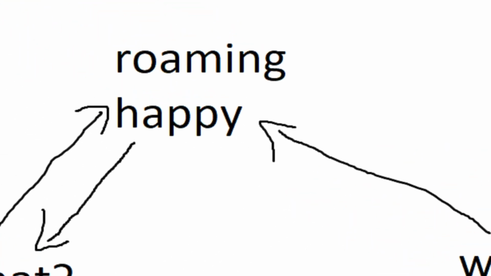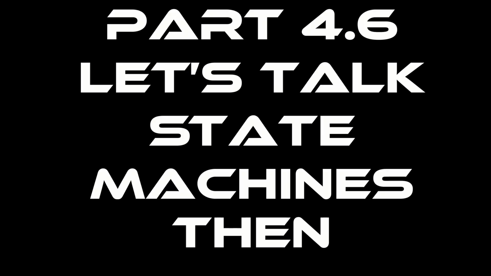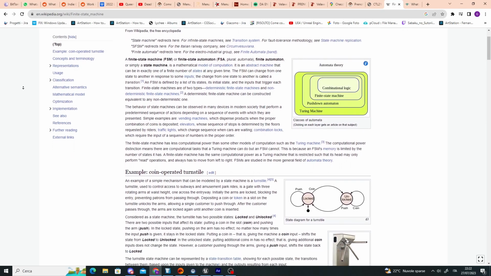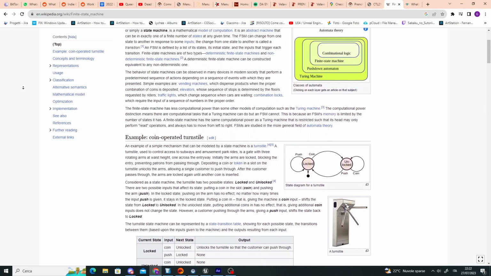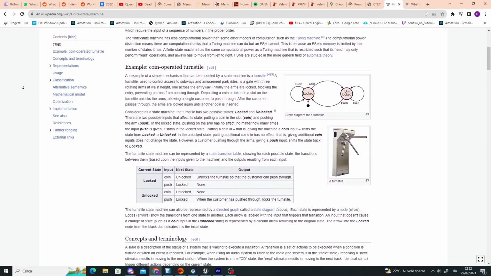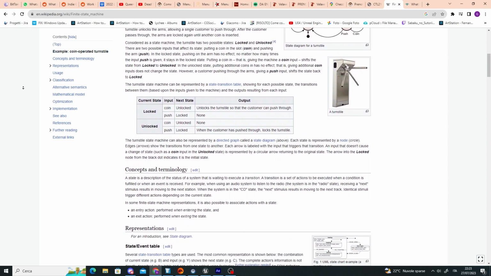So basically my AI will have a series of conditions, a series of behavior sets, a series of states. Let's talk state machines then. Finite state machines are another way of dealing with artificial intelligence. It's a system that's designed for handling different states of the AI and the possibility of switching between one state and another one based on a condition.